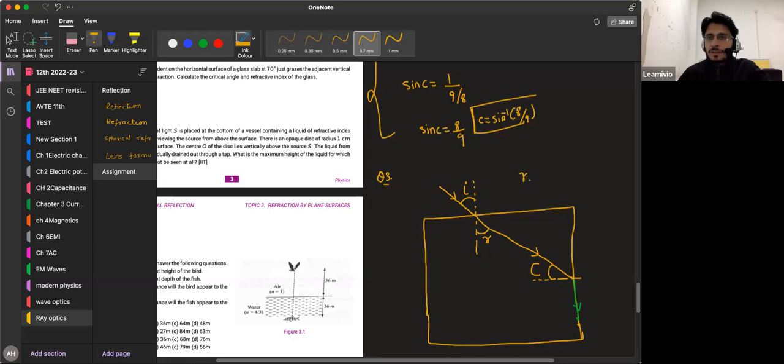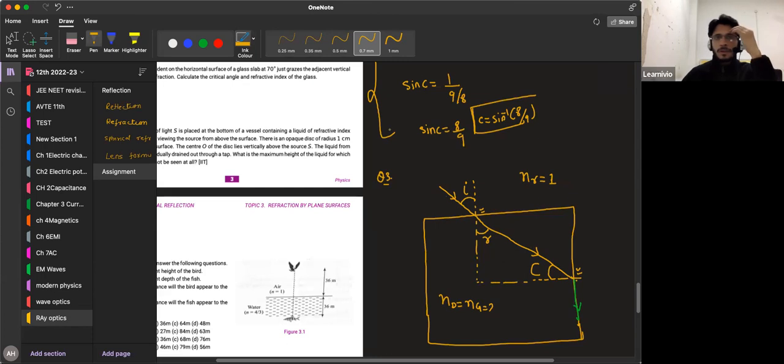The rarer medium is air, so the refractive index is 1. The denser medium is glass. You're supposed to calculate C as well as the refractive index of the glass. This is a tricky question, so you have one refraction and one TIR. In these types of questions, we always start from the end where you have TIR.